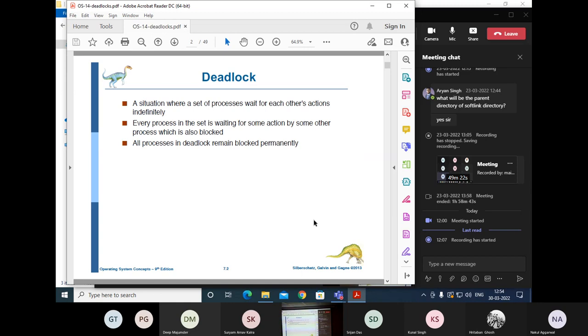So we have a set of processes such that every process in that set is waiting for some action by some other process, which is also waiting. Right? So you are waiting for someone else who is waiting for someone else. No one can progress actually. So essentially all processes in deadlock remain blocked permanently. That is the problem. So if a set of processes has gone into deadlock, that means that none of the processes can actually proceed.